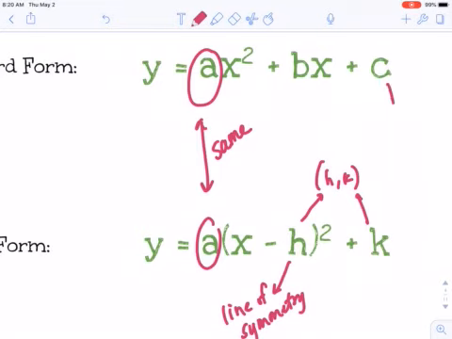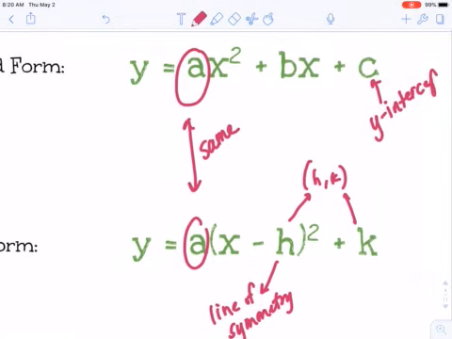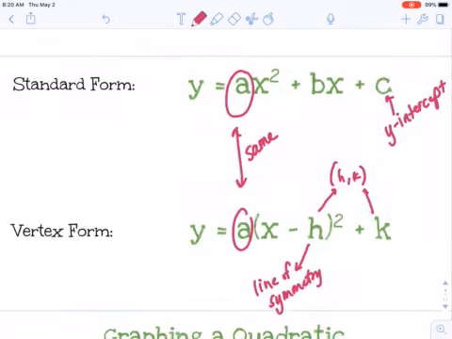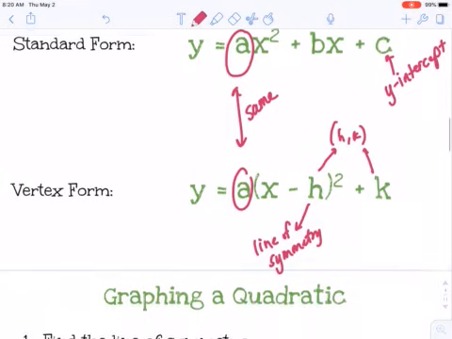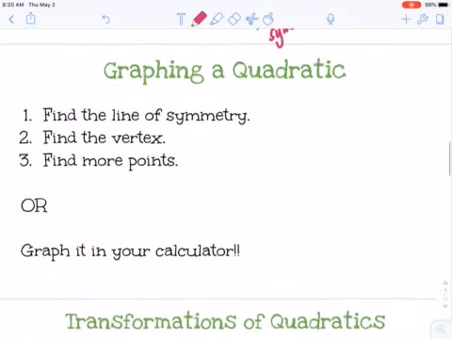The c value here is the y-intercept, but again, the y-intercept isn't all that helpful with quadratics unless you're graphing it. So, you know, yes, kind of helpful, but also not as helpful as knowing what the vertex and line of symmetry are. So that's standard form and vertex form. So let's talk about graphing a quadratic.